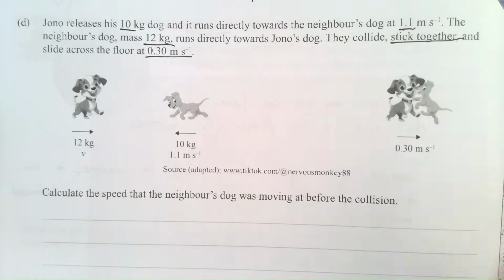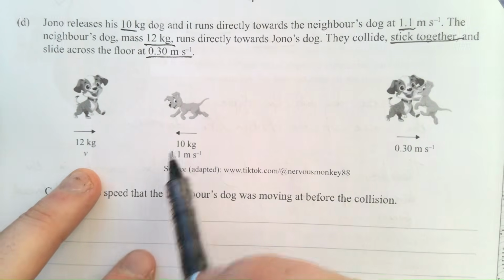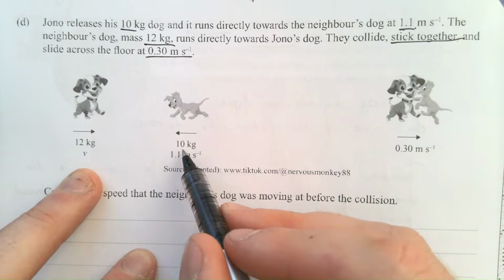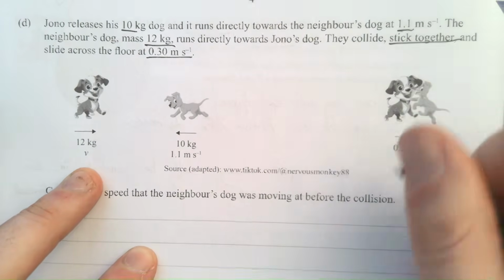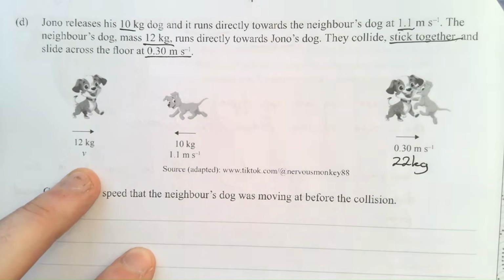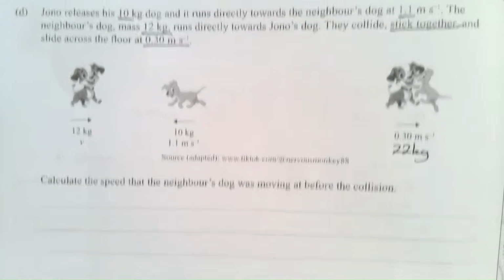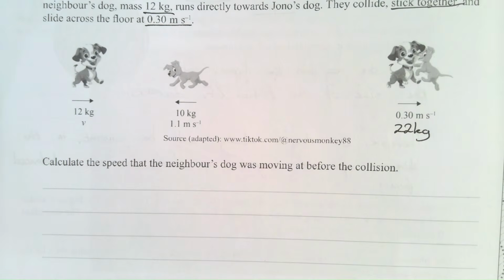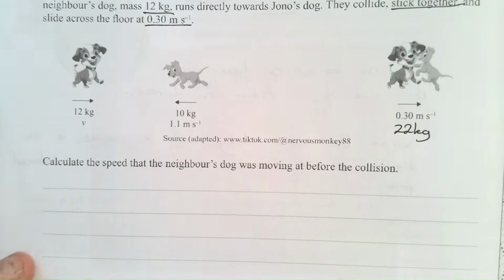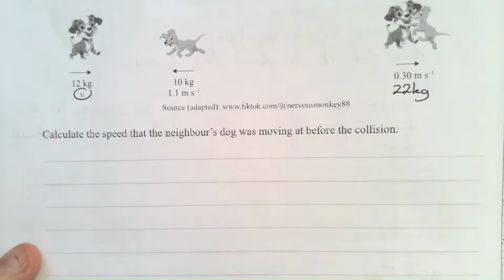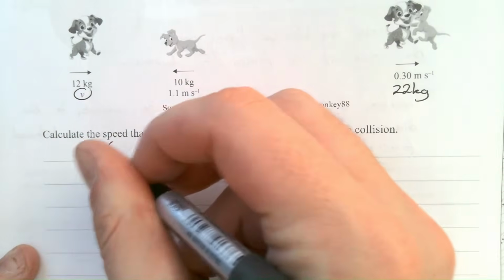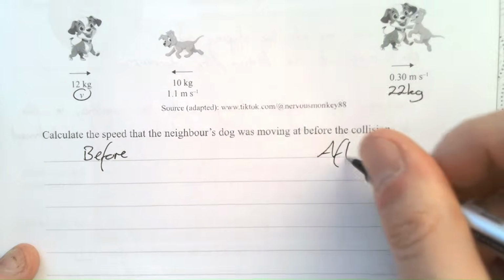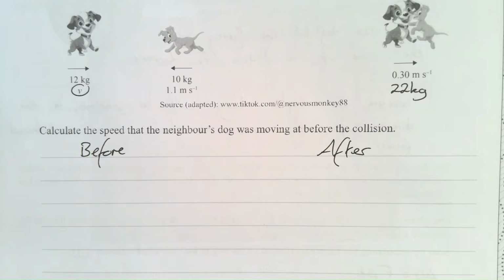Now, because the dogs have stuck together in the collision, their masses simply get added together. So 12 plus 10 kilograms means that after the collision, they had a combined mass of 22 kg. Now, the question's asking us to calculate the speed the neighbour's dog was moving before the collision. So this unknown v is our target variable. Now, I like to do this as a really clear before and after. I encourage you to do the same thing.